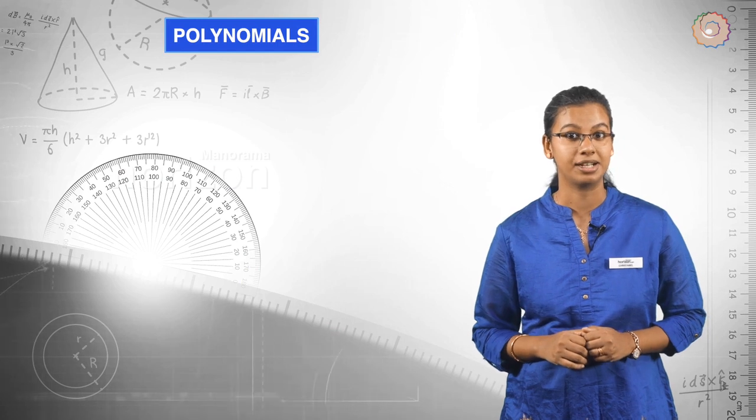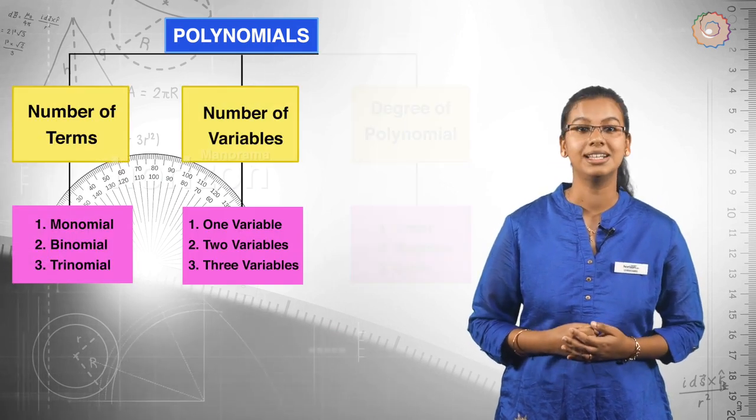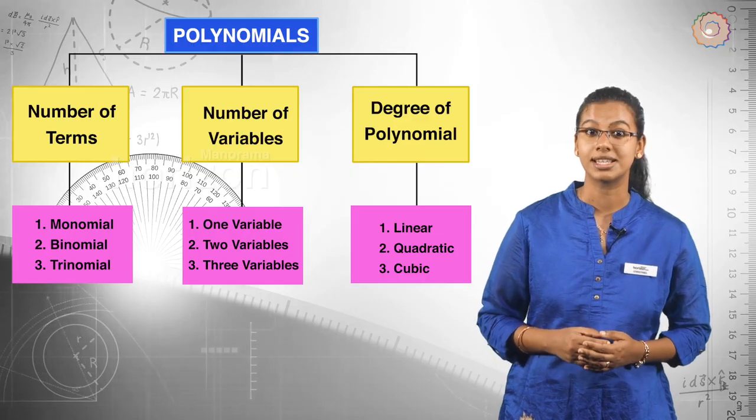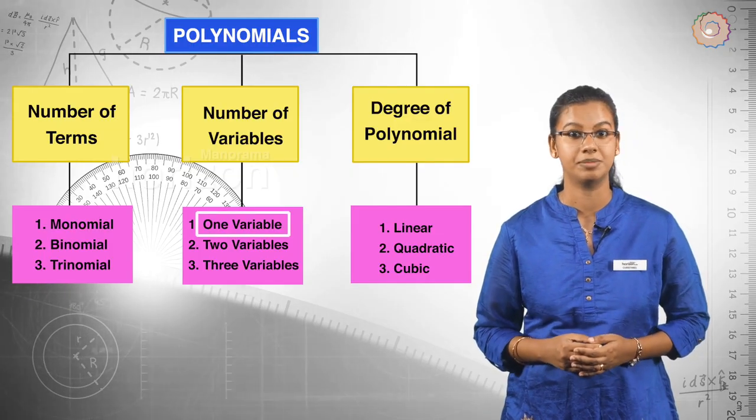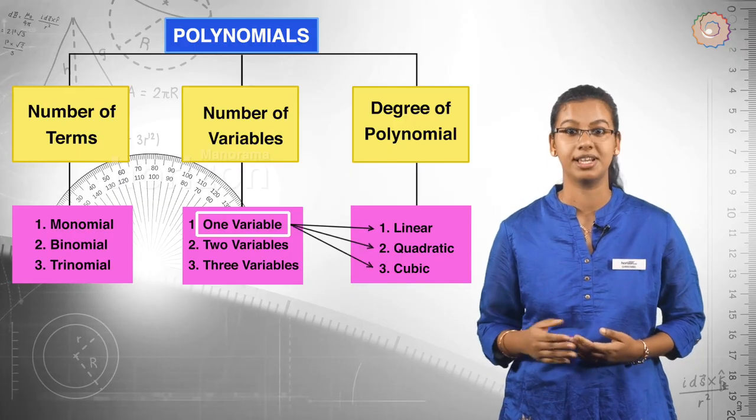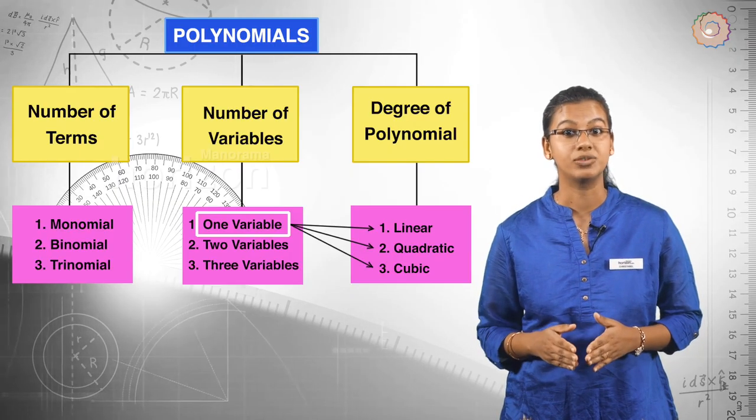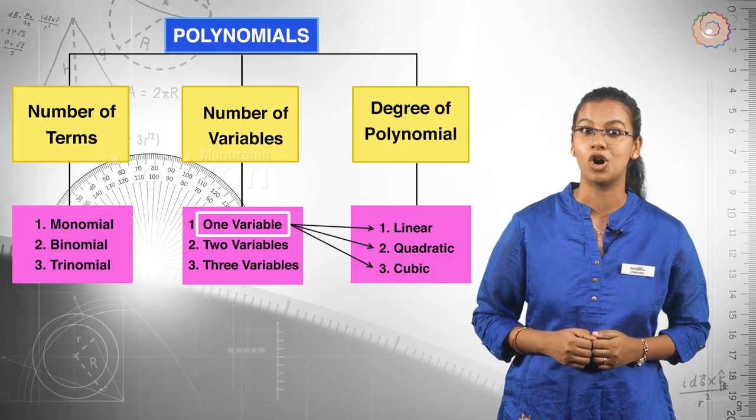Polynomials can be classified based on number of terms, number of variables and degree. We are going to discuss polynomials in one variable, which can be linear, quadratic or cubic and can even have higher degrees, where the degree of a polynomial is the highest power of the variable.